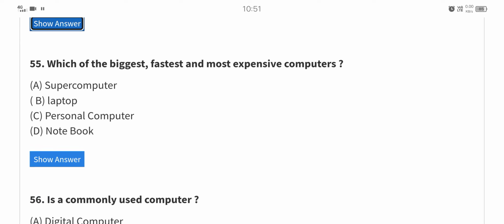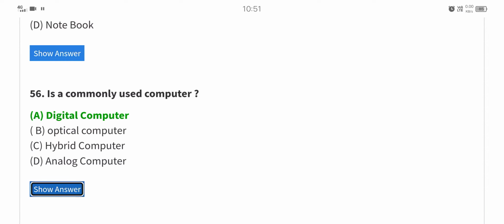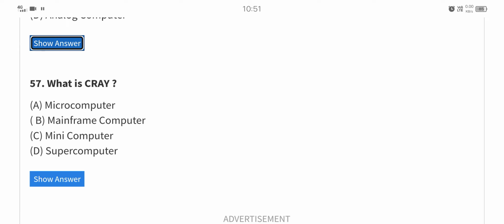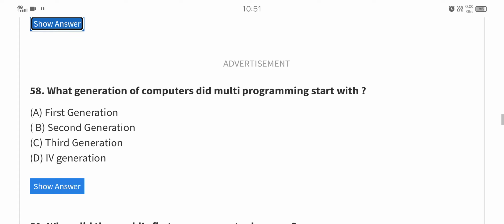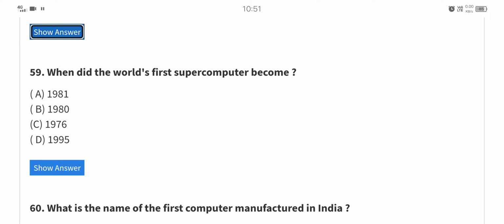Which is the biggest, fastest and most expensive computer? Supercomputer. Digital computer is the commonly used computer. What is Cray? Supercomputer. In which generation of computer did multi-programming start? Third generation. In which year did the world's first supercomputer come? 1976.